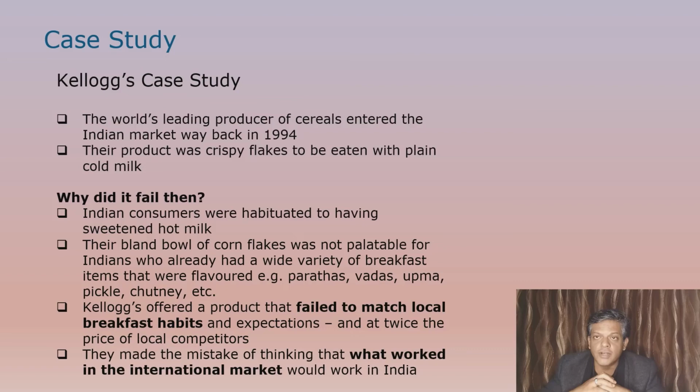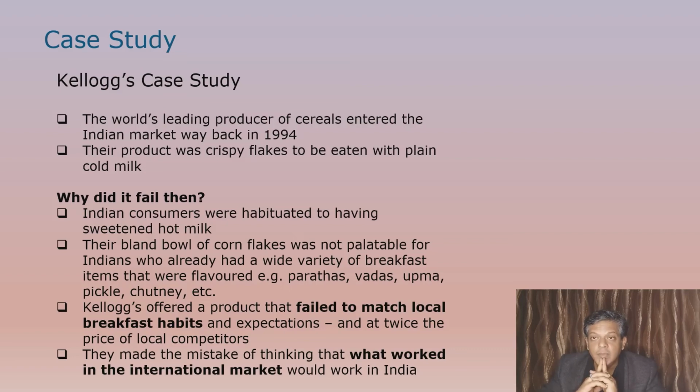The bland bowl of cornflakes was not palatable for Indians who already had a wide variety of breakfast items that were flavored. For example, parathas if you're a North Indian, vadas, upma if you're from the west or south of India, pickle, chutneys, etc. Kellogg's offered a product that failed to match the local breakfast habits and expectations, and at twice the price of local competitors. They made the mistake of thinking that what worked in the international market would work in India. That was their biggest mistake.